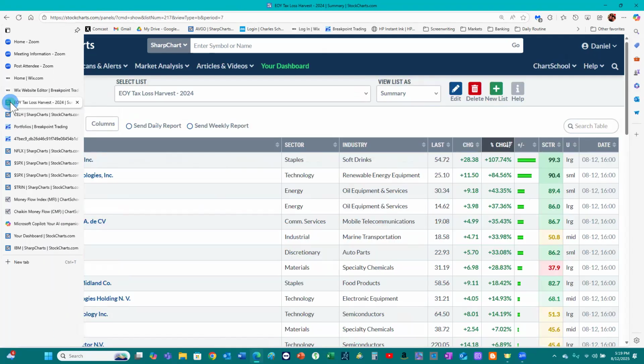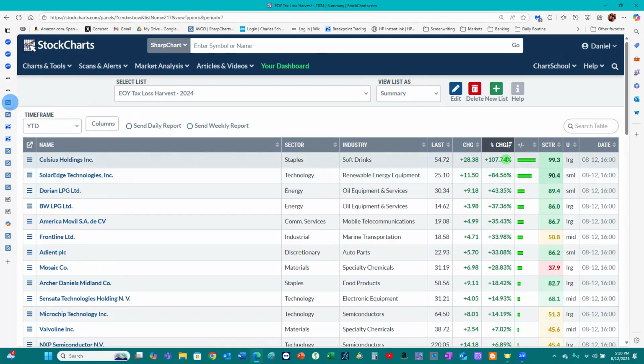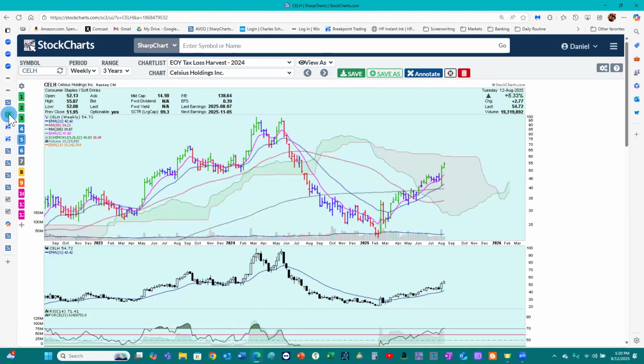Now, if we go back and look at this again, it's had a 107% return year to date. So that is a double. Up $28 year to date for Celsius. So that is an example of tax loss harvesting.